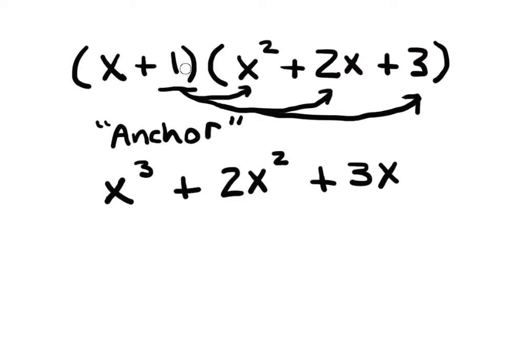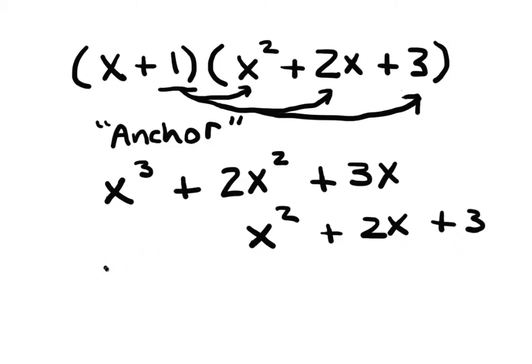Now, since I'm multiplying everything by this 1 right here, nothing changes over here. So remember, when we multiply by 1, nothing changes. We get back exactly what we put in. So 1 times x squared is just x squared. And you'll notice what I'm doing right here is matching up the exponents by putting the terms with the same exponents below each other. Now let's do 1 times 2x. I get 2x. And for the last term, we have 1 times 3, which is just 3.